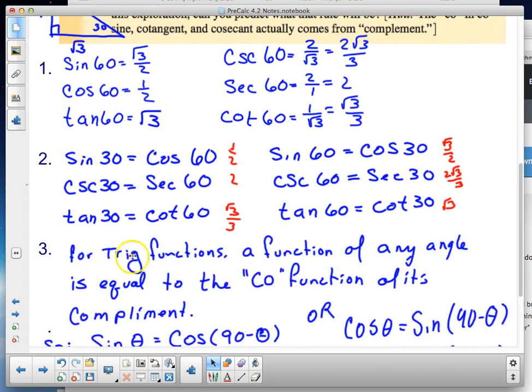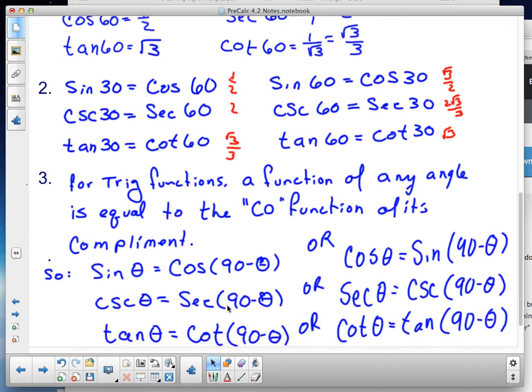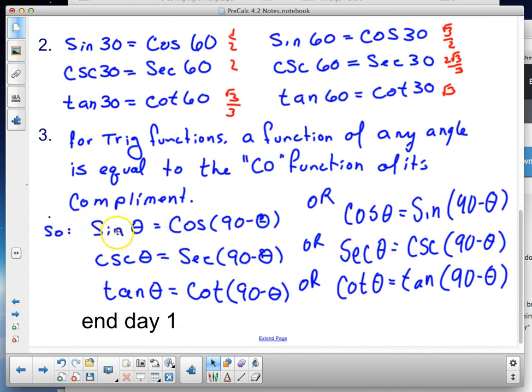co-functions. So for trig functions, a function of any angle is equal to the co-function of its complement. So I can represent those co-functions. The sine of theta is equal to the cosine of 90 minus theta. The cosecant of theta is equal to the secant of 90 minus theta. The tangent of theta is equal to the cotangent of 90 minus theta. Or I could look at it this way.